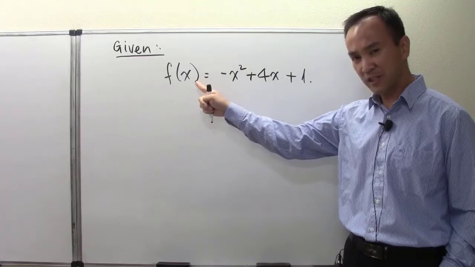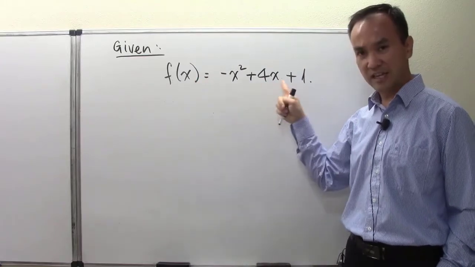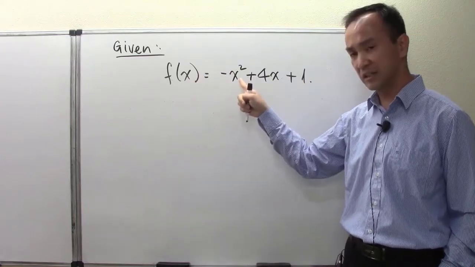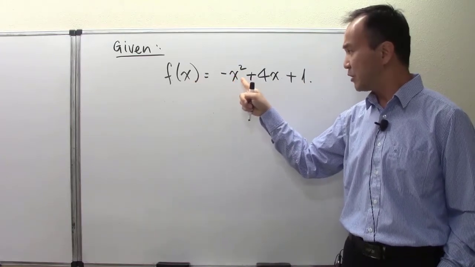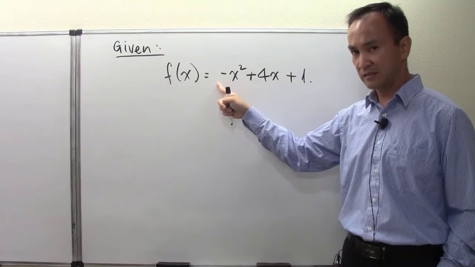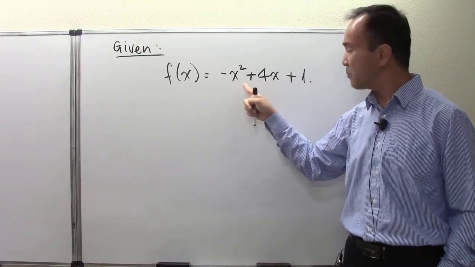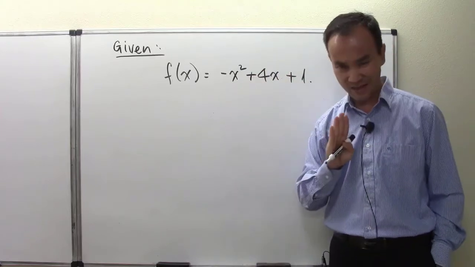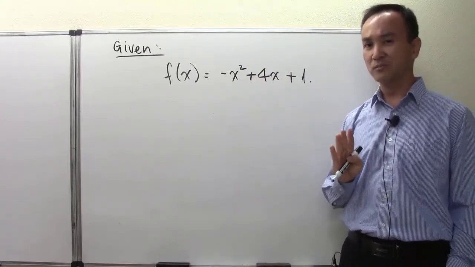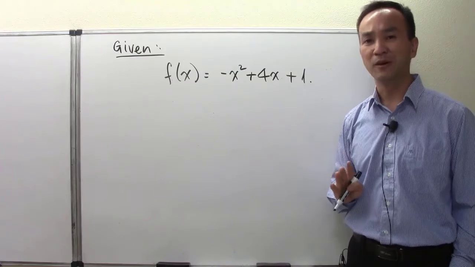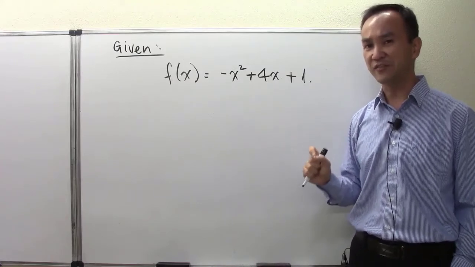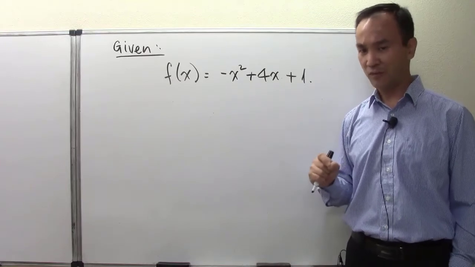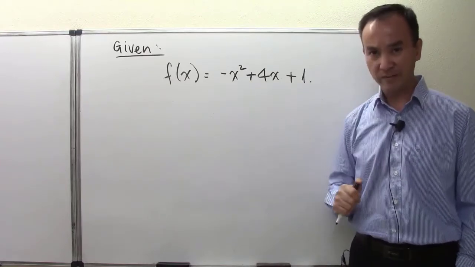The input for this function is the x variable. Anytime we give a value here, the rule of this function says we square the input and take the negative of that square, then add 4 times the input, and plus 1. That's the rule. I really want to emphasize that any function you're working with is simply a rule of what to do with the inputs in order to give the outputs.